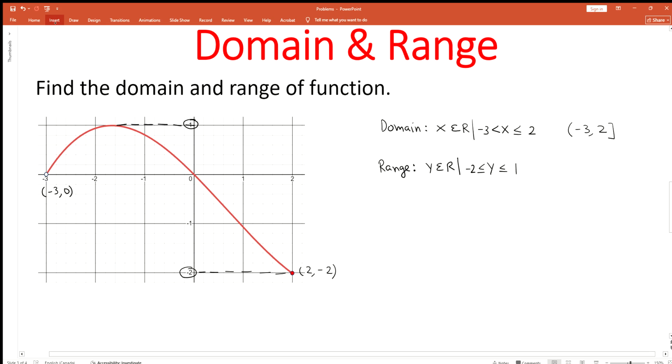We can write this range in interval notation as [-2, 1]. We use square brackets on both sides because both -2 and 1 are part of the range. This should be the final answer for this problem. So these are the steps you have to keep in mind to find the domain and range.